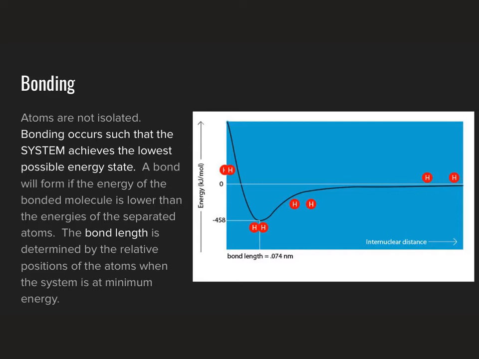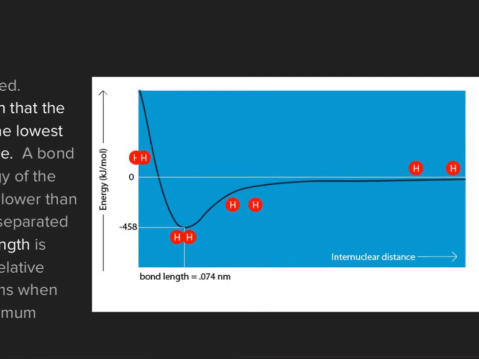Now, in a situation where the potential energy of the system decreases as the atoms move closer together, we can find a stable arrangement that occurs when the system achieves its lowest possible potential energy state. And that stable arrangement of those atoms in a lower potential energy is what we refer to as a bond. The bond will form if the energy of the bonded molecule is lower than the energies of the atoms that exist as separated entities.